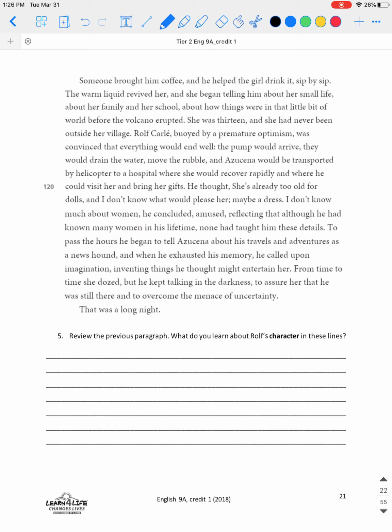Review the previous paragraph. What did you learn about Rolf's character in these lines?